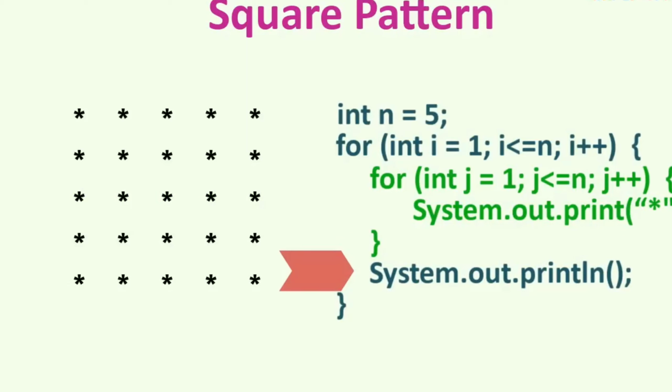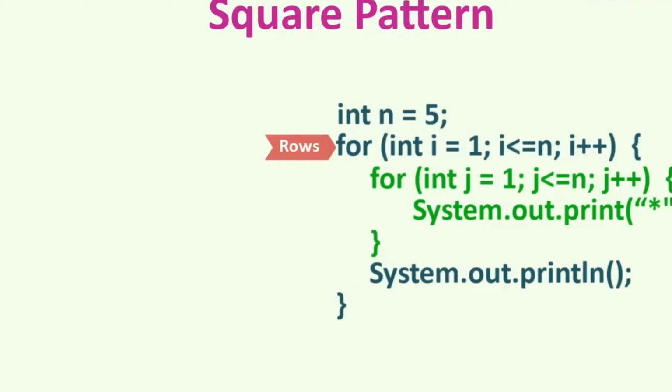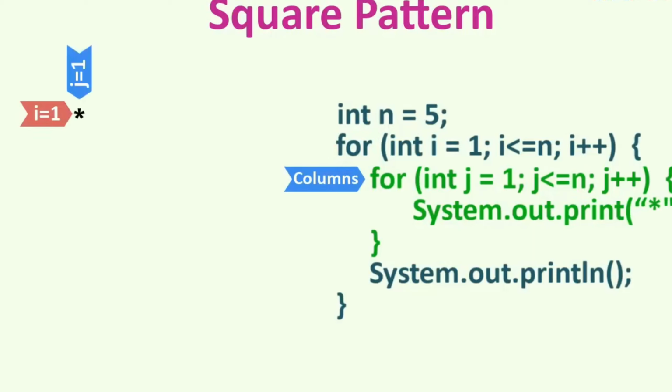So let's just understand how this loop will work. We start with the outer loop. It holds our row numbers and starts with 1. Then we enter the inner loop. It holds our column numbers and starts with 1 and runs till 5, printing all the columns.